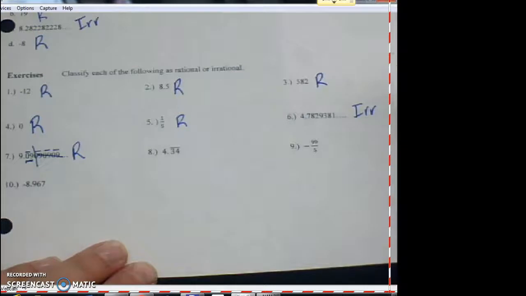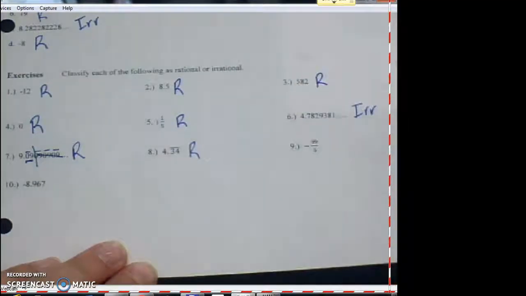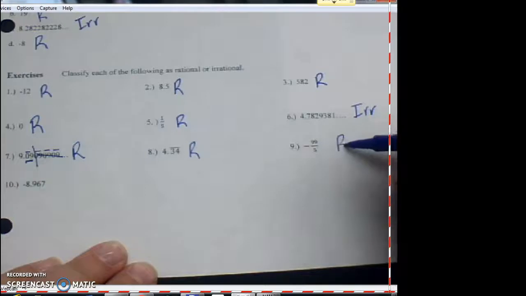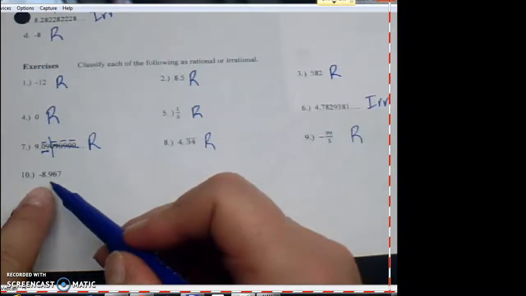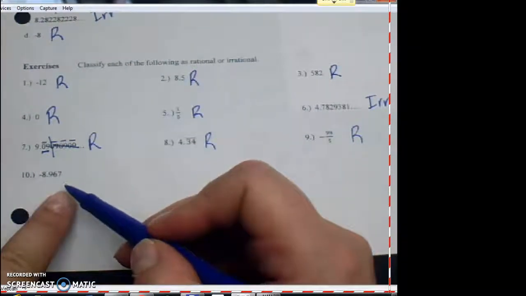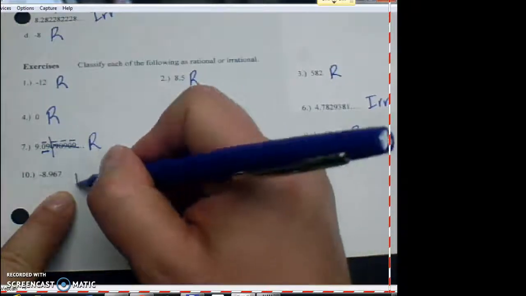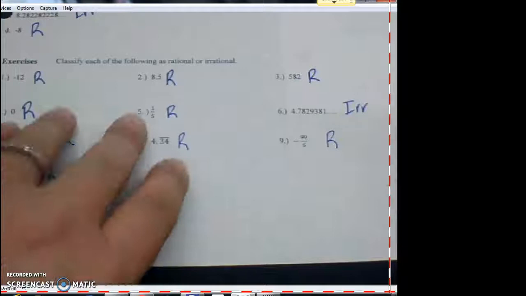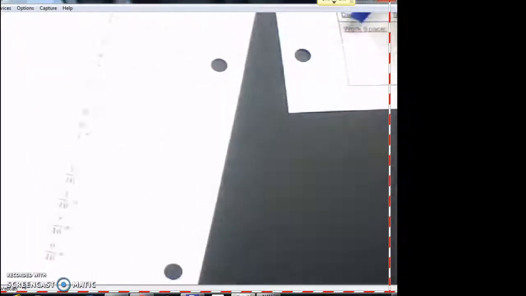Okay, number 8. 4.34 repeating. So the 34 repeating over and over and over, which means it would be rational. Number 9 is already in fraction form, so we know that is rational. And number 10 is a terminating decimal, so that means it's going to be rational. So there was one irrational number. All right, let's flip to the back side.